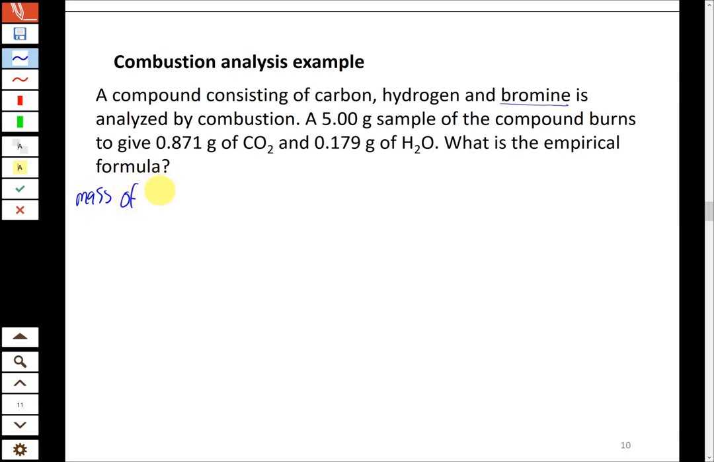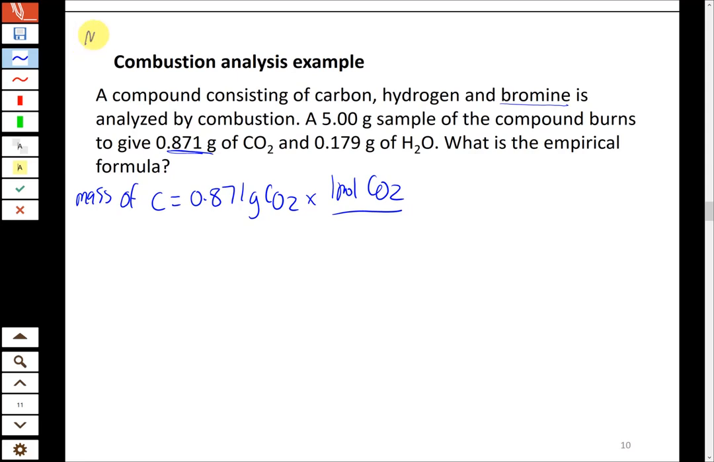And so for the mass of carbon, we burn the compound, and we remember that all the carbon that's in the compound originally ends up in CO2. So we have that much CO2, all of our carbon that we originally had is in there. So we have to figure out how much carbon is in 0.871 grams of CO2. Now there's a couple different ways of doing this, but the series of steps that I like to follow is, let's first figure out how many moles of CO2 that is. So this time we need to use the molar mass of CO2.